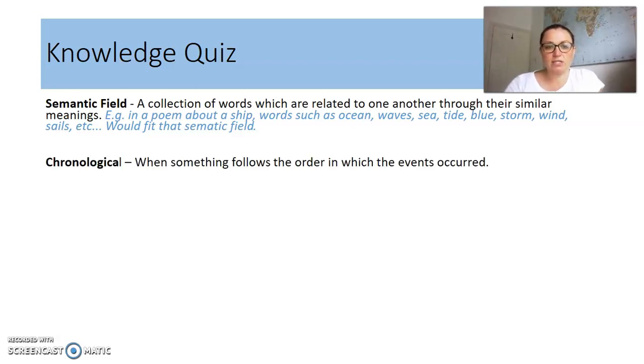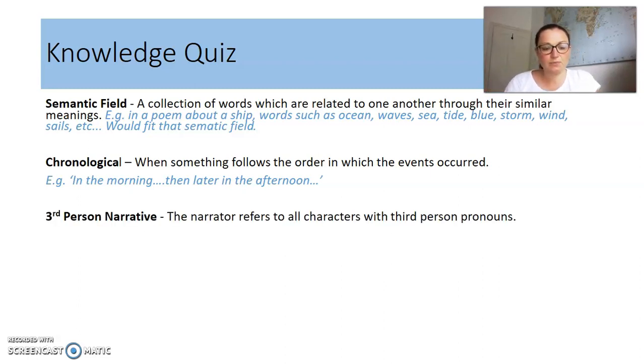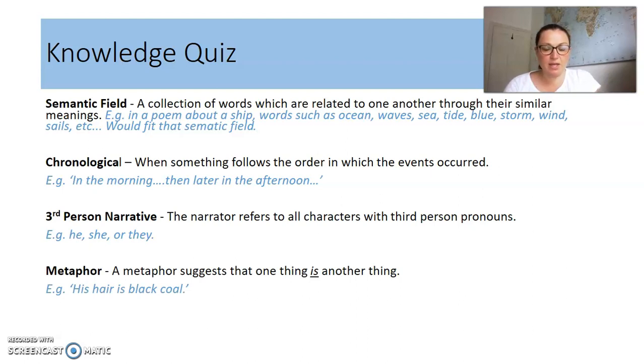Chronological, this is when something follows the order in which the events occurred. So in a piece of writing, it might begin in the morning, and then as it continues, it might then refer to something that happened later in the afternoon. Third person narrative. This is where the narrator refers to all characters with third person pronouns. For example, he, she or they.